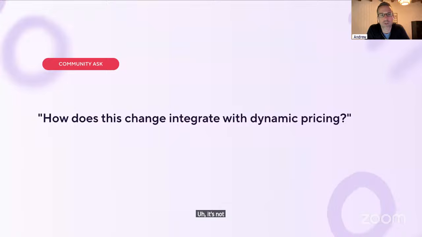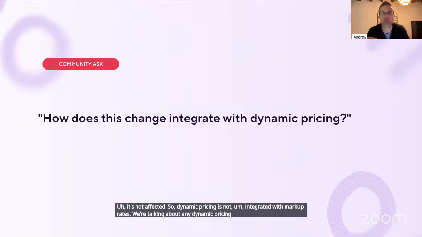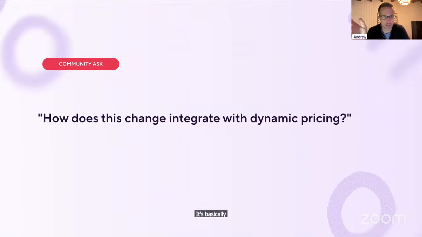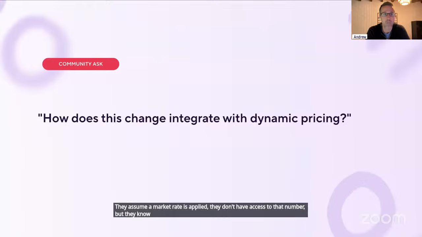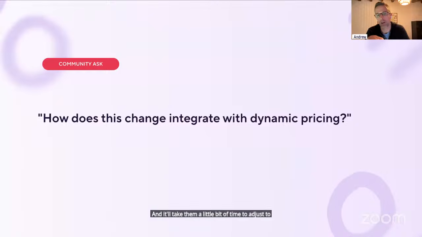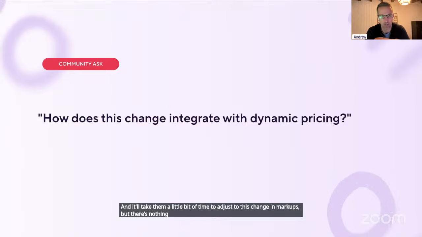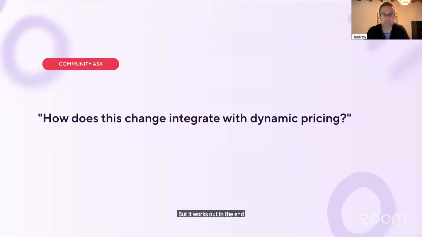It's not affected. So dynamic pricing is not integrated with markup rates. We're talking about any dynamic pricing engine, not just Hospitable's. It's basically a wash. When you talk to the dynamic pricing apps, they assume a markup rate is applied. They don't have access to that number, but they know what's happening. They can see what your bookings actually happen at, so they know the price of your bookings, and it'll take them a little bit of time to adjust to this change in markups, but there's nothing you have to do. There's nothing that you really can do. It's just going to take a little bit for the model to adjust, but it works out in the end. So no action is required.